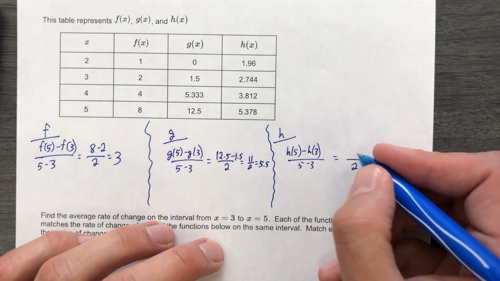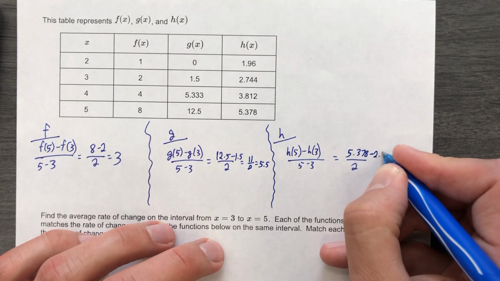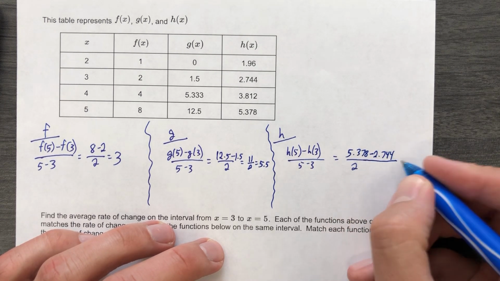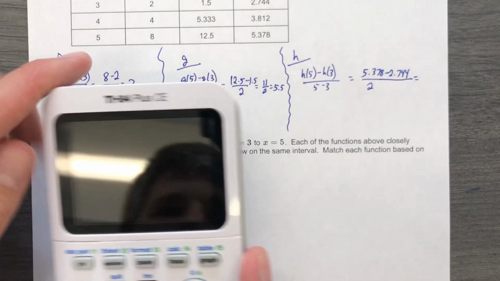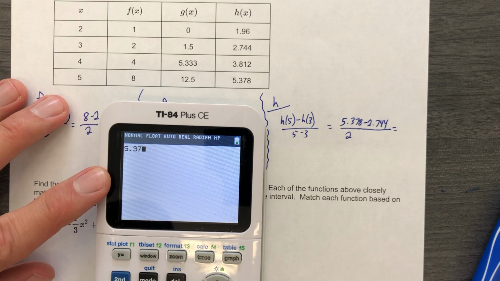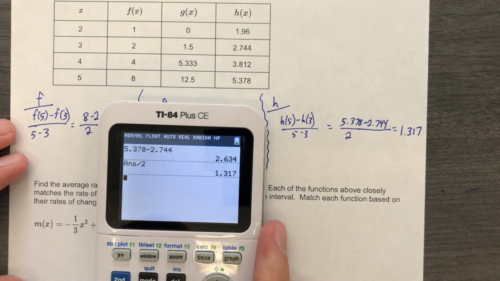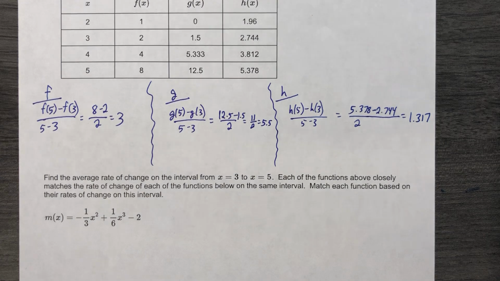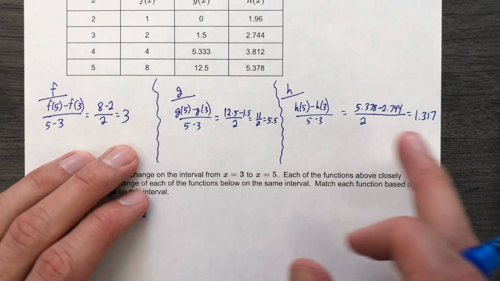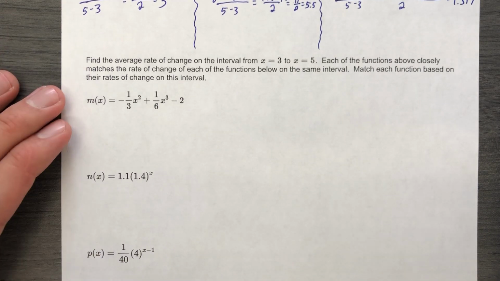Let's do this one. Calculator time. 5.378 minus 2.744. And yeah, we're going to have to take half of that. We'll just jump straight to the answer: 1.317. Okay, fantastic. Now what I really want to do is match these three slopes, these average rates of change, to the average rates of change for these three.